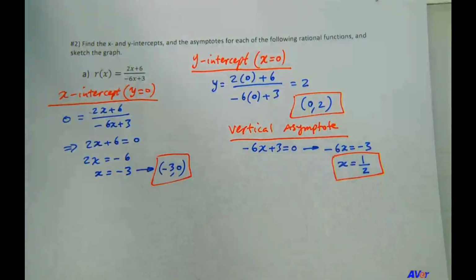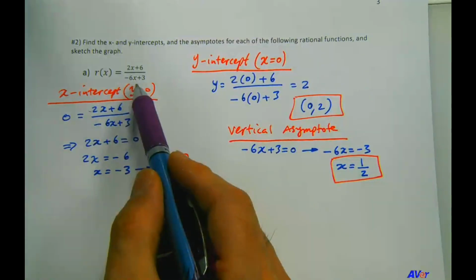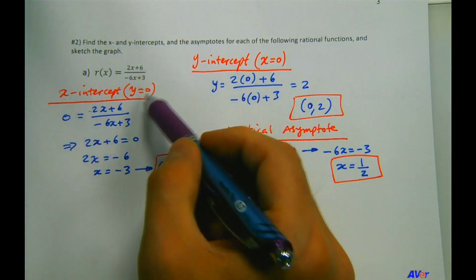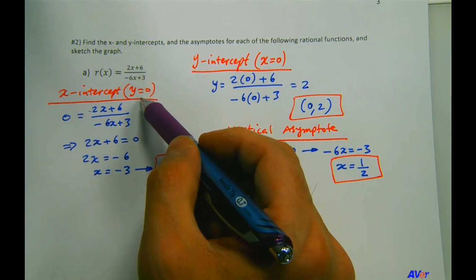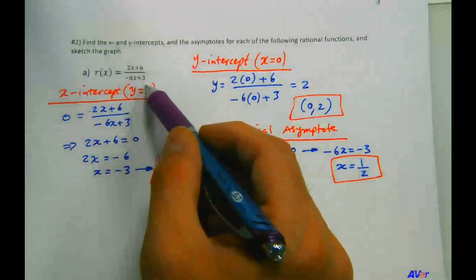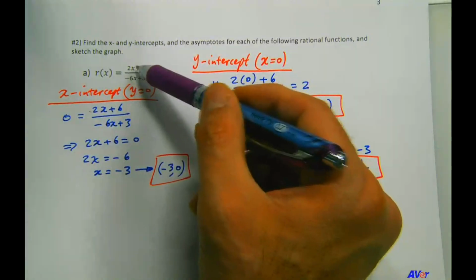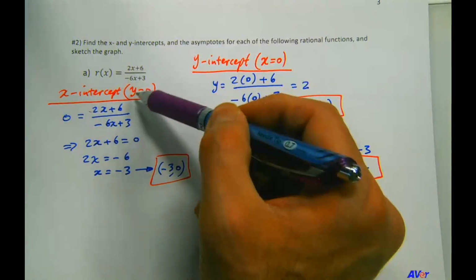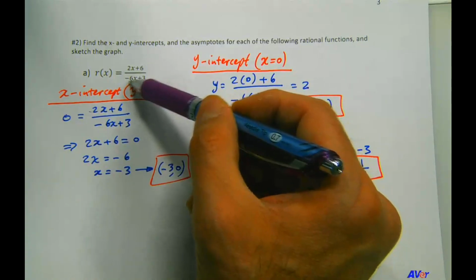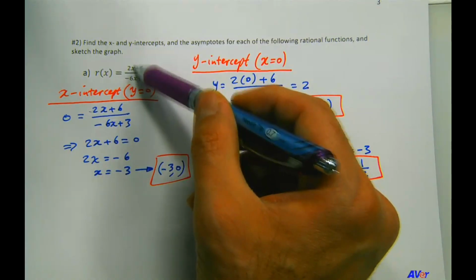So the question here is, do we have a horizontal asymptote? Because if we do, fine. If we don't, then we're going to have to find the slant asymptote. So it's critical to establish whether we have a horizontal asymptote or not. Well, take a look at the leading terms in the numerator and the denominator. The leading term in the numerator is 2x. The leading term in the denominator is -6x. So their powers, the degrees, are equal.